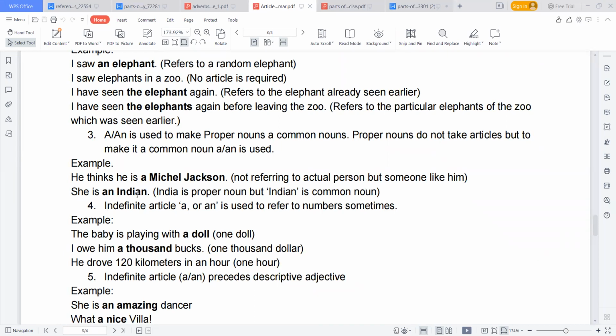Now, she is an Indian. India is a proper noun; we have only one India in the whole world. But Indian is a common noun. Anyone can be an Indian. Any person can be an Indian. So when we make proper nouns into common nouns, we can use a or an before that.